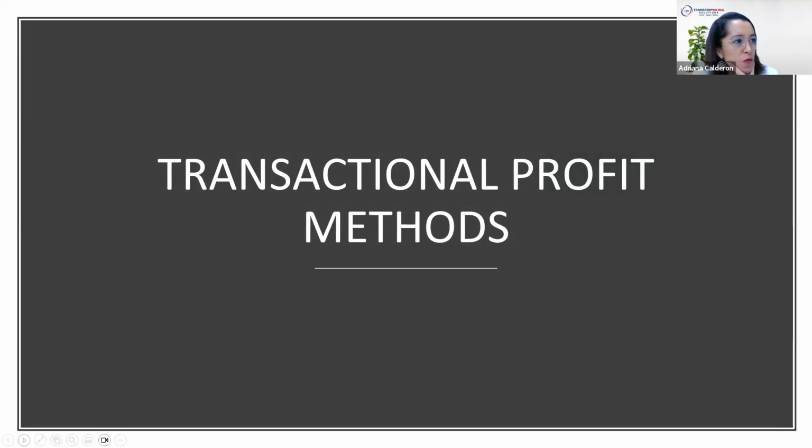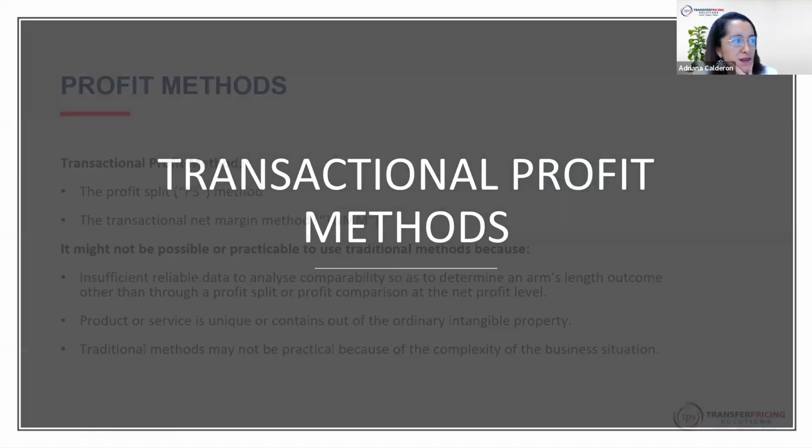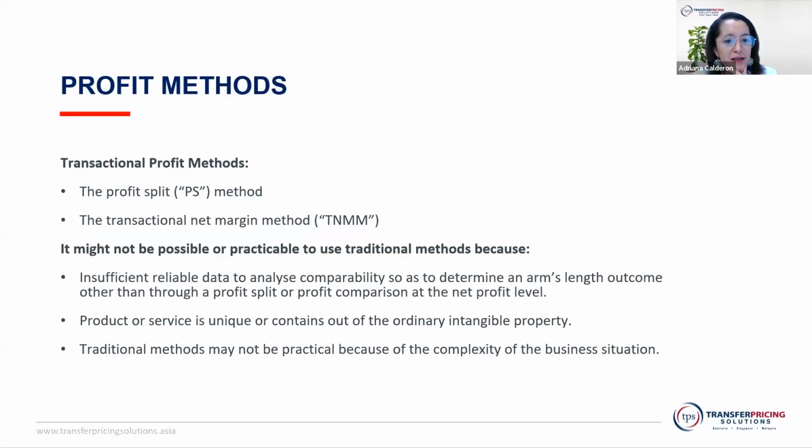So the question is, what are the types of profit methods that we have available? There are basically two. One is the profit split method, and the second is the transactional net margin method. Both test profit, except that the profit split, as its name says, is an exercise of splitting profits, whereas the transactional net margin method is an exercise of testing net profits with a profit level indicator or a profit value that needs to be selected.